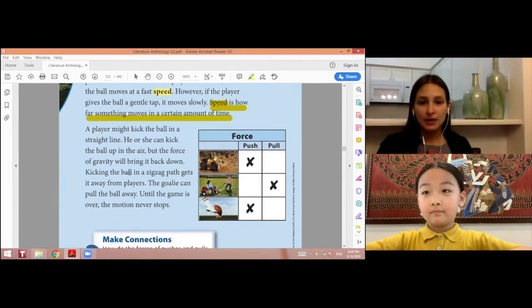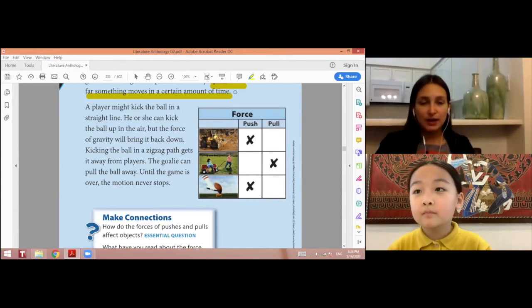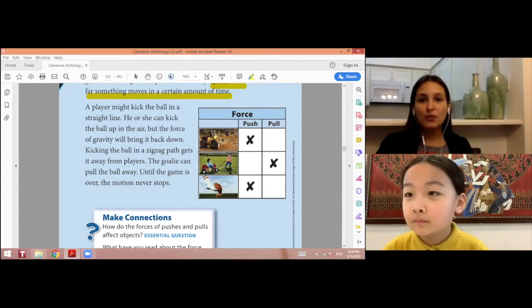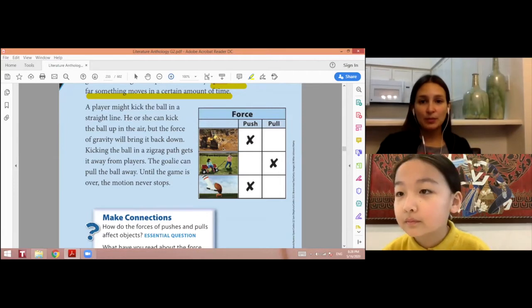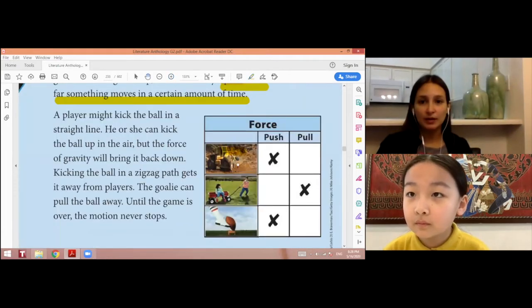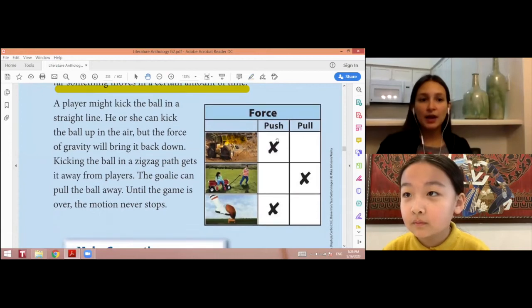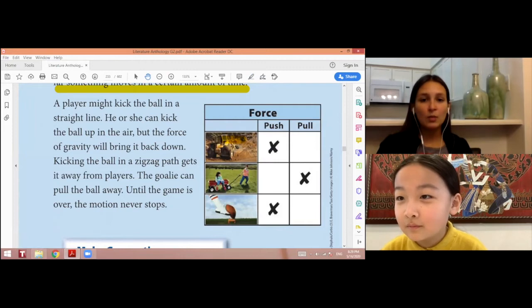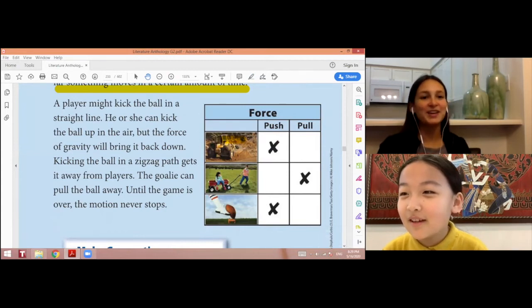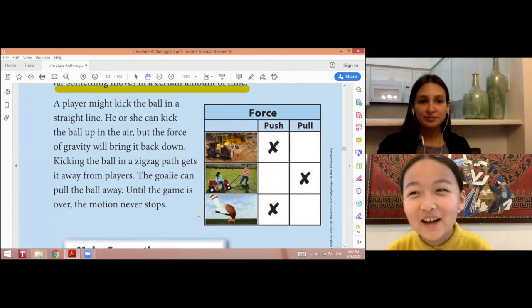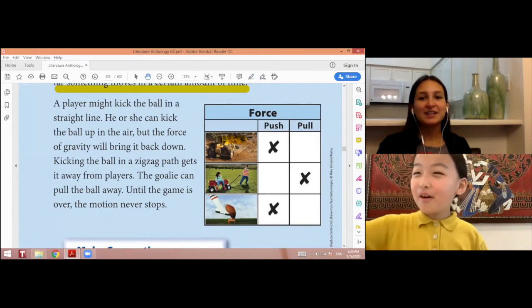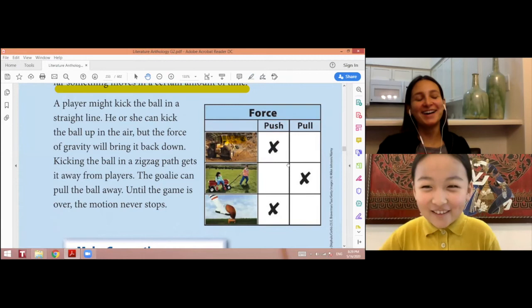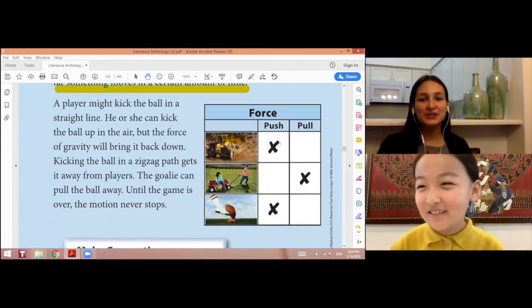Okay. So let's look at this little chart right here. It's a chart about force. We have a tractor, we have a boy pulling a wagon, and we have a foot kicking a football. You just say one answer. You said a boy pulling a wagon. But the answers are still here, so it's okay.